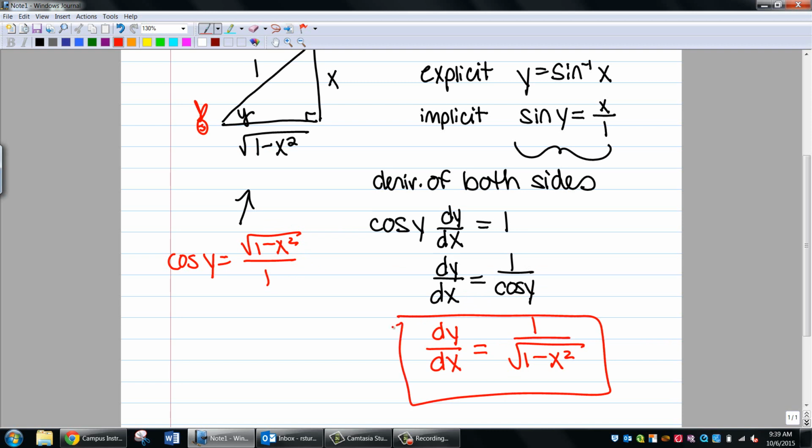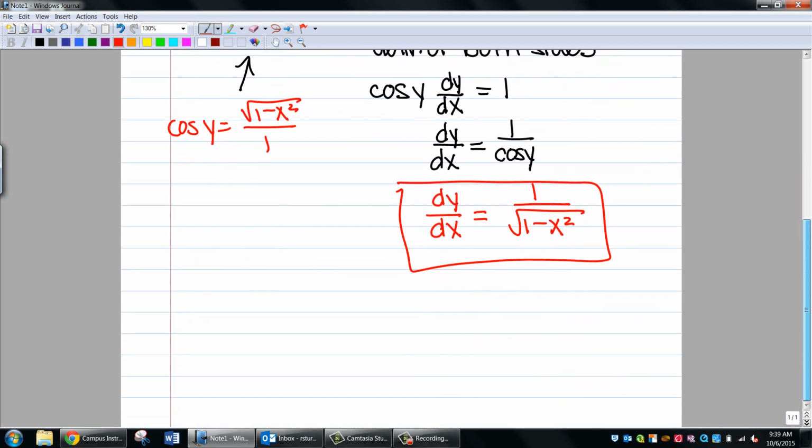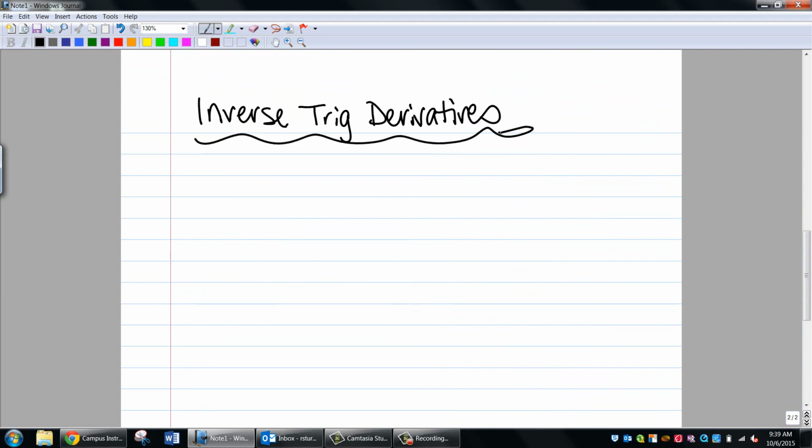Now, we're not going to go through and find a long way of doing the derivatives of all of the inverse trig. So what we'll do is we'll make a list, and then we're going to do a little bit of practice with it. So inverse trig derivatives. If y equals sine inverse, and instead of using x, I'm going to use an m, because we're going to have a lot of chain rule with these, the derivative is 1 over the square root of 1 minus m squared.